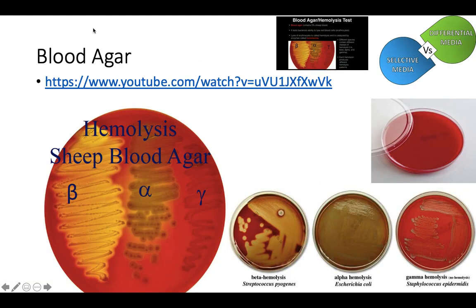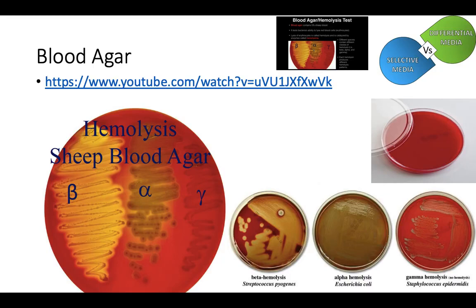So the next type of media is blood agar, a very commonly used type of agar in hospitals. This is pretty much going to be the first type of agar that every culture is going to be started with in the lab. Pretty much everything grows on blood agar.